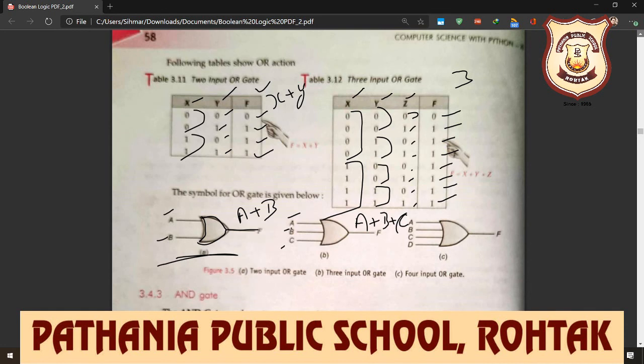Clear everyone? So today we have learned the gate, and in gate we have learned the NOT gate and OR gate.